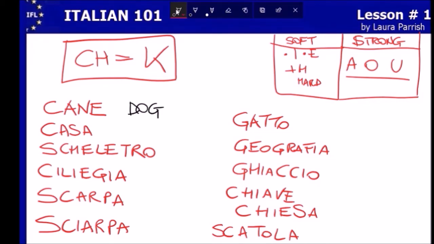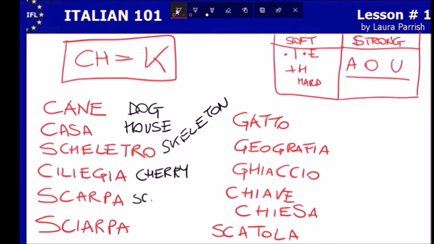This is dog. This is house, that you already know, but just in case. Skeleton. This is scary, Halloween. This is cherry. This is a scarf. No, sorry. This is scarf. They look almost the same, I have to say. This is something completely different. This is a shoe. This is cat. Geography.